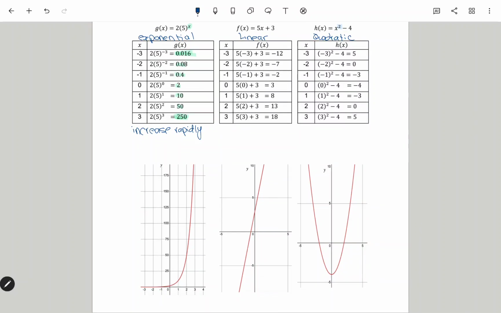Looking at the graph here, we can see it kind of looks like a backwards L. And again, we can see that rapid increase. I go from nothing, nothing, nothing to whee, rapid increase.